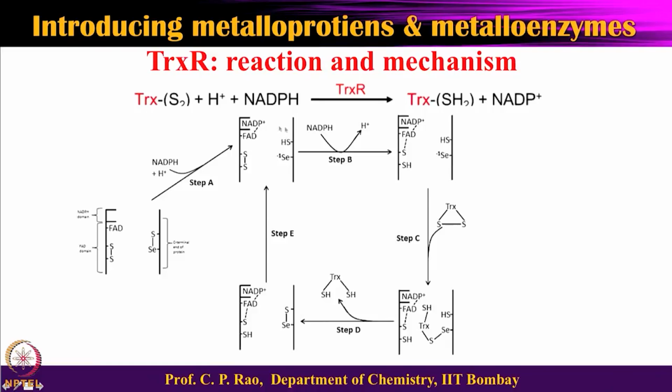Now, the actual cycle starts because it has come into the active form. The second equivalent of NADPH will break this side disulfide also. So, you have the SeSH broken down, the S-S broken down, and this will act on thioredoxin.